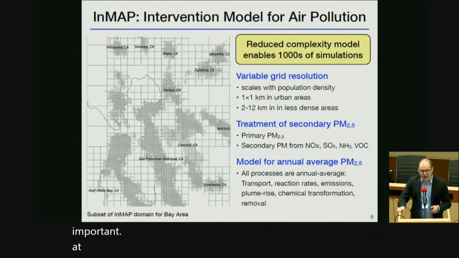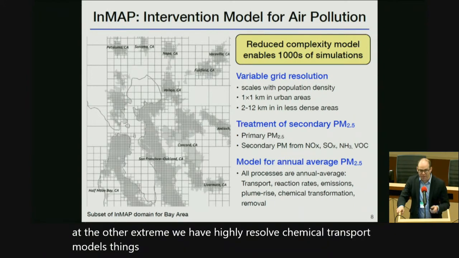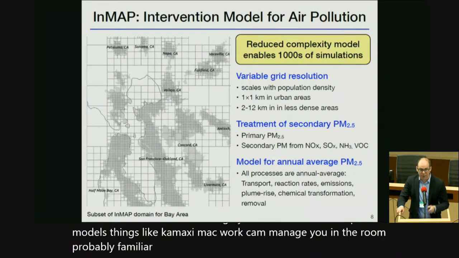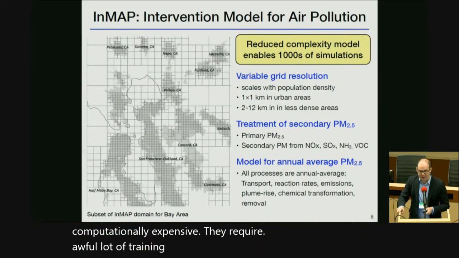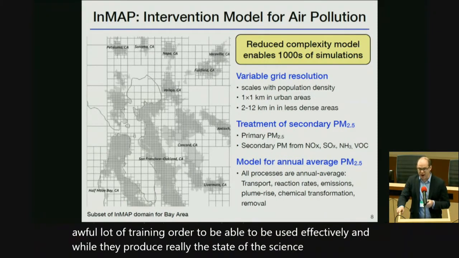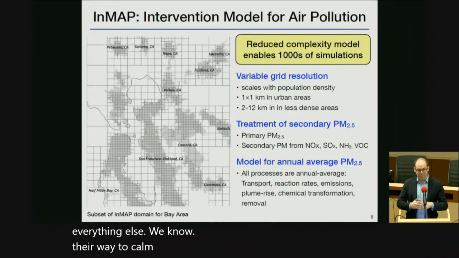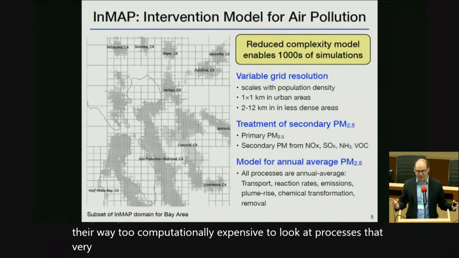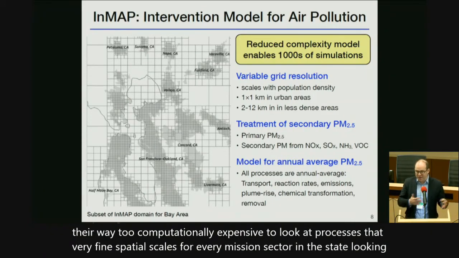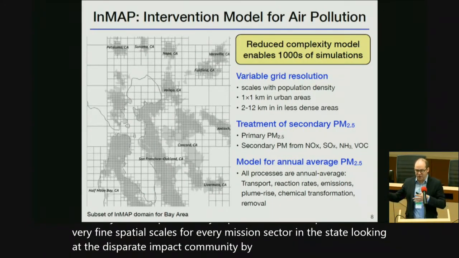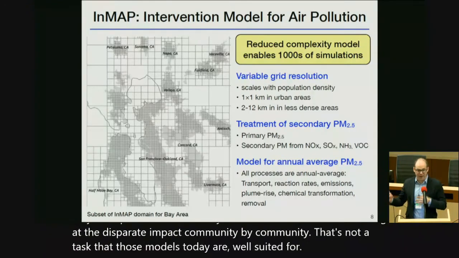At the other extreme, we have highly resolved chemical transport models, things like CAMx, CMAQ, WRF-Chem. Many of you in the room are probably familiar with these modeling tools. They're very computationally expensive. They require an awful lot of training in order to be able to be used effectively. And while they produce really the state-of-the-science results that, if done well, have very good fidelity to observations and everything else we know, they're way too computationally expensive to look at processes at very fine spatial scales for every emission sector in the state, looking at the disparate impacts community by community. That's not a task that those models today are well suited for, even though they get the science very well.